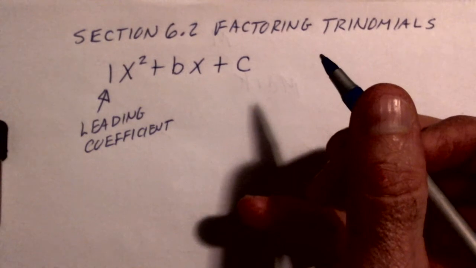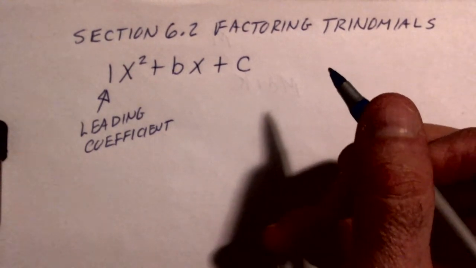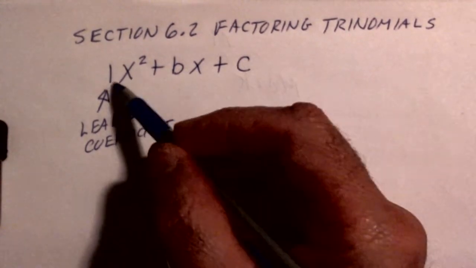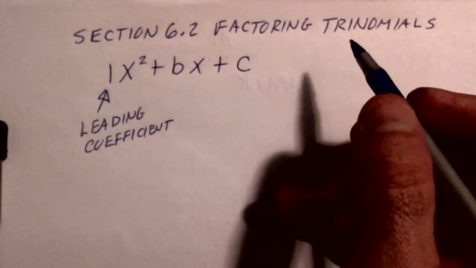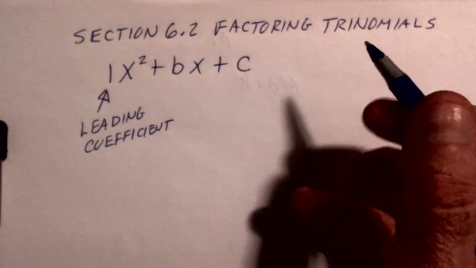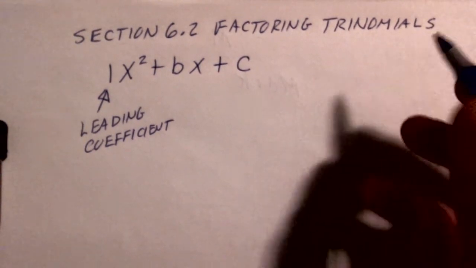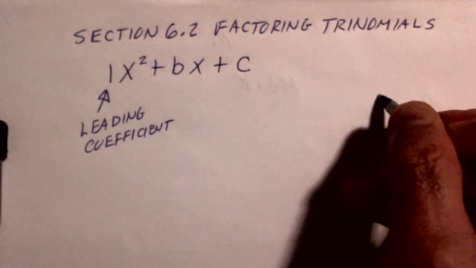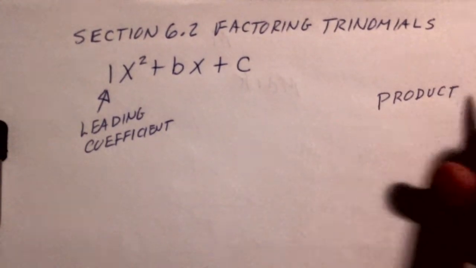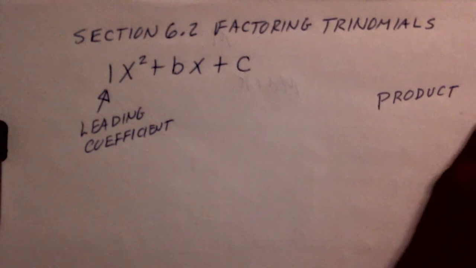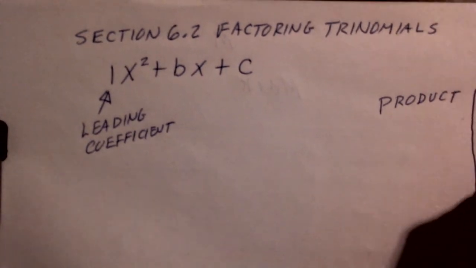Okay, and in section 6.3, we'll learn how to factor the more difficult types of trinomials where the leading coefficient is not +1. To factor these types of trinomials, we're going to use what's called the product sum method. So I like to make a little table over here. The first column is called the product column. The second column is called the sum column.